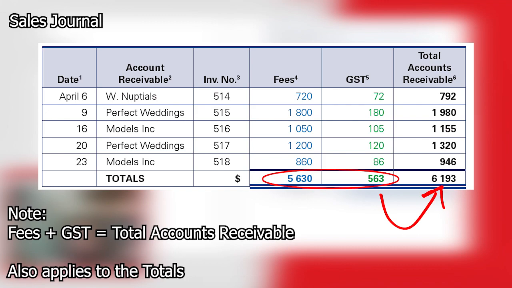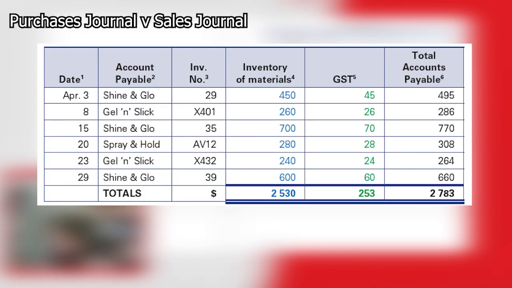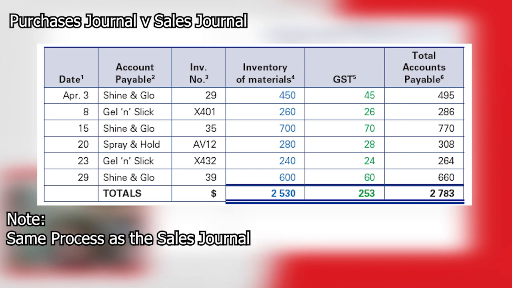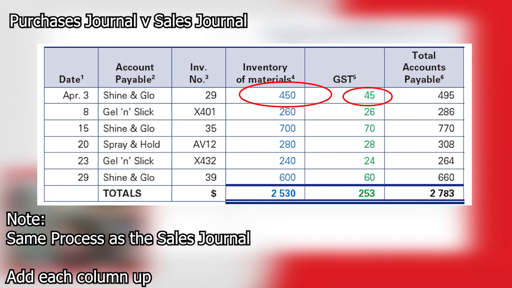Now, if we double back on ourselves, we can have a look at the purchases journal, which, like a sales journal, also uses invoices. But this time, instead of it being for sales, it's for inventory we purchase on credit to our accounts payable. And the same process applies, where you're just adding each column up. So in this case, on the 3rd, 450 plus 10% GST, which makes it 45, makes it 495 total when you add the 450 and the 45 together. And the same applies for the 8th, all the way through to the end of April.